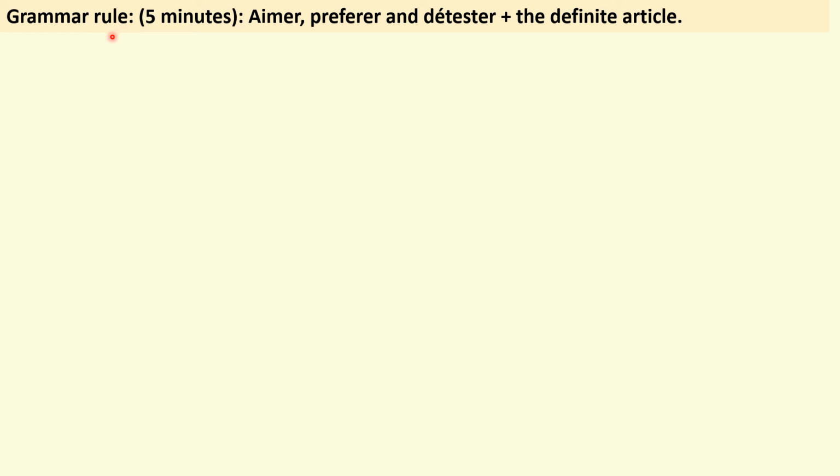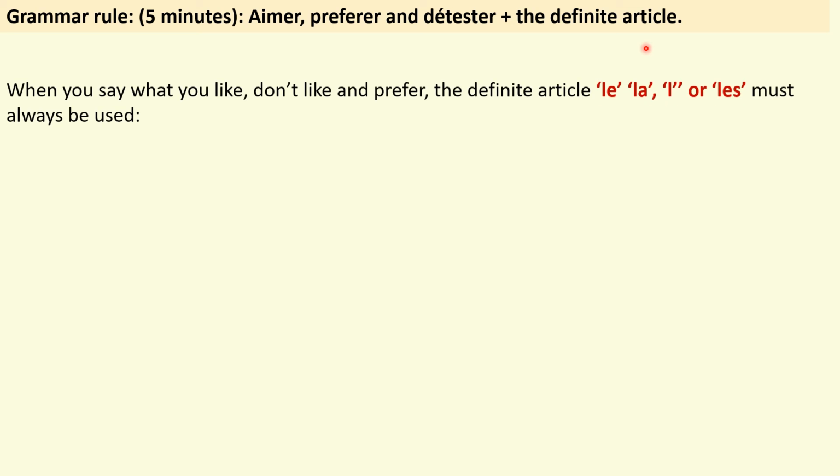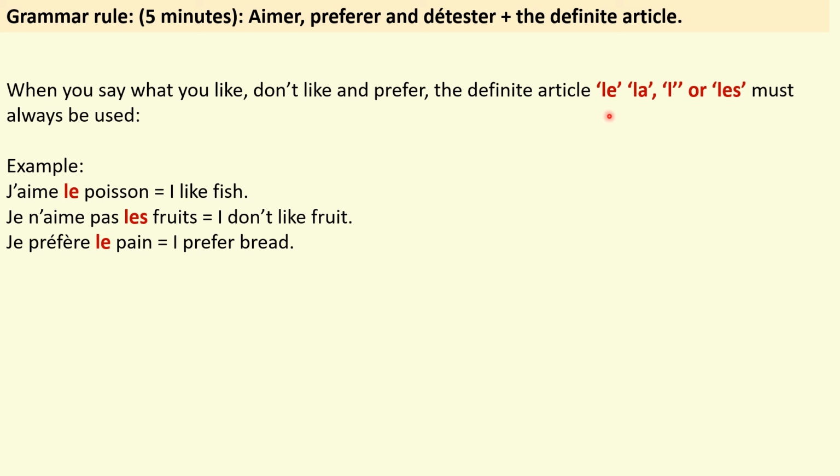I'm going to look at a grammar rule. Pens down and give me your full attention, please. I'm going to look at these verbs aimer and préférer, and détester as well, and the definite article. So when you say what you like, you don't like, and what you prefer, you have to use the definite article, which means the in French, using le, la, l', or les, and these must be used for the masculine, the feminine, the before a vowel, and the for plural items.